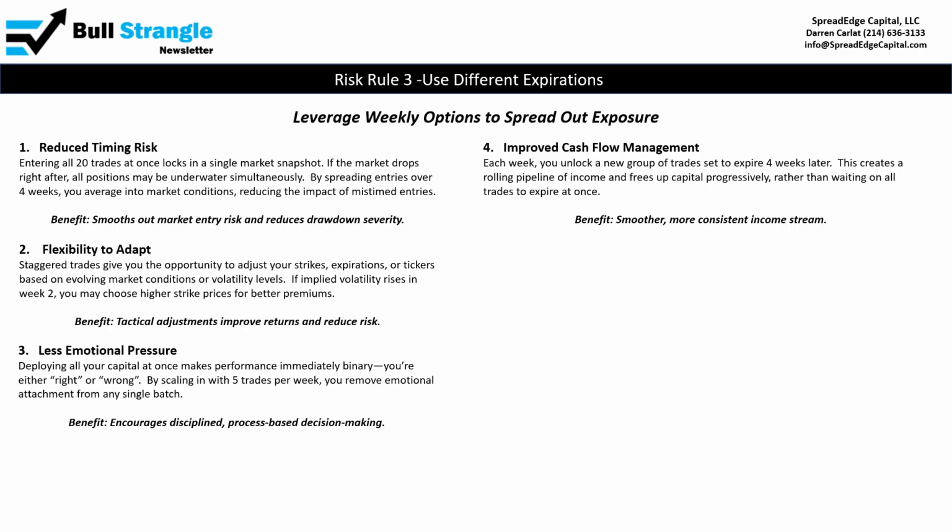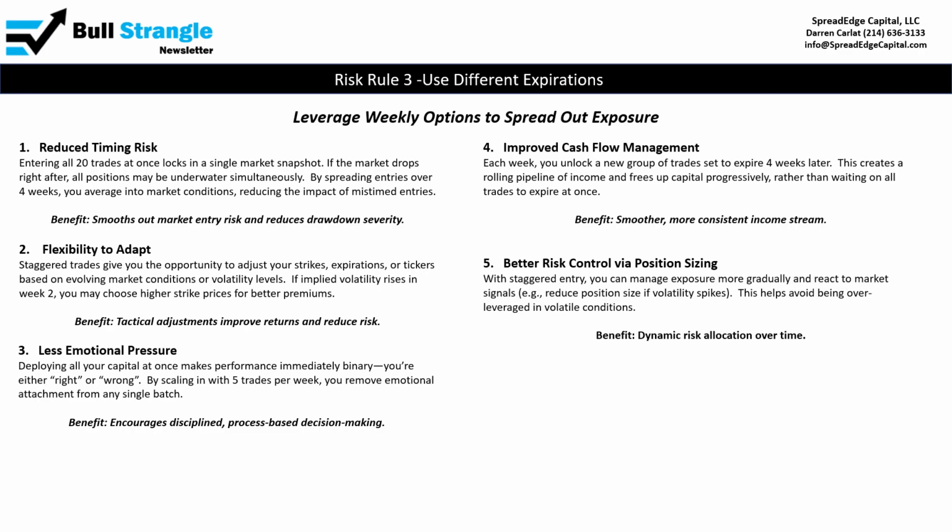The fifth is better risk control via position sizing. With staggered entry, you can manage exposure more gradually and react to market signals. For example, you can reduce position size if volatility spikes. This helps avoid being over-leveraged in volatile conditions. So the benefit here is dynamic risk allocation over time.